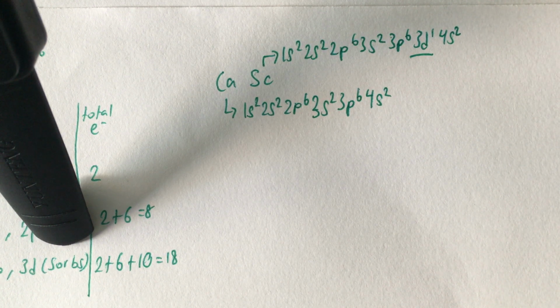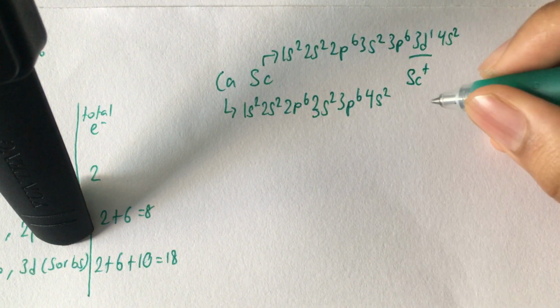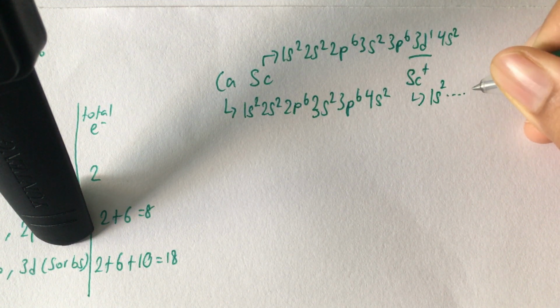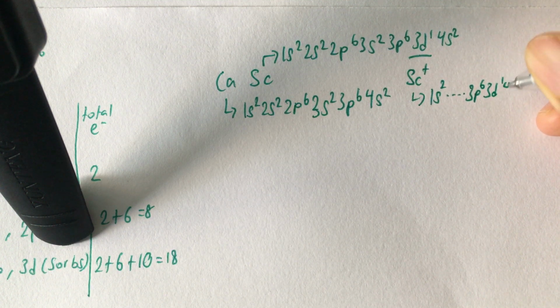But when you're looking at a scandium ion, like scandium plus, do you remove it from the 3d or the 4s? You remove it from the 4s first. So you have 3d1 and 4s1. That's pretty much what happens. But if it's just a calcium ion, then you don't have to really worry because it's pretty straightforward.